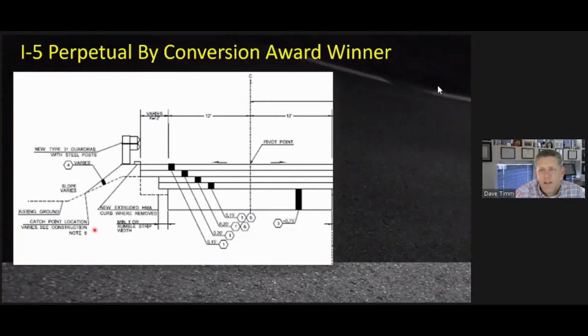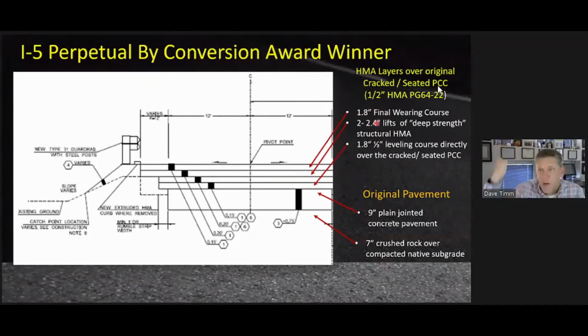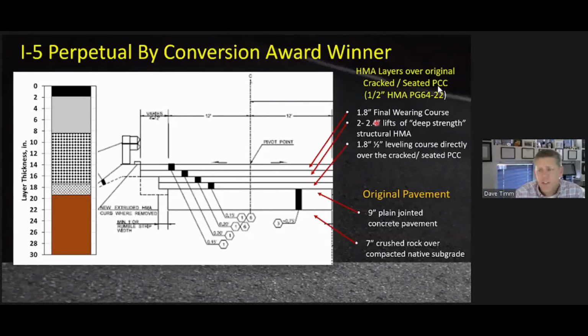This is the cross section, and they have the original pavement, 9 inches of jointed plain concrete, over 7 inches of crushed rock. And then this is the cross section coming up above that. Essentially, if you add up those layers, what you get to is a little over 8 inches of AC on top of the fractured slab. They did the crack and seat and overlay. So again, it's right in that ballpark. We're not talking about a 20-inch pavement to mitigate this. They crack and seat and overlay, cracking this slab and then building on top of it.